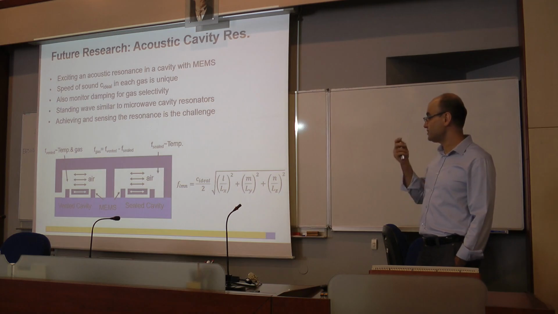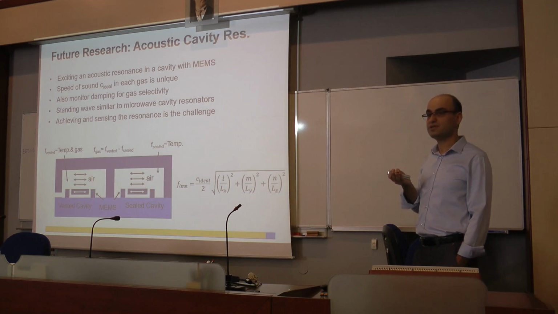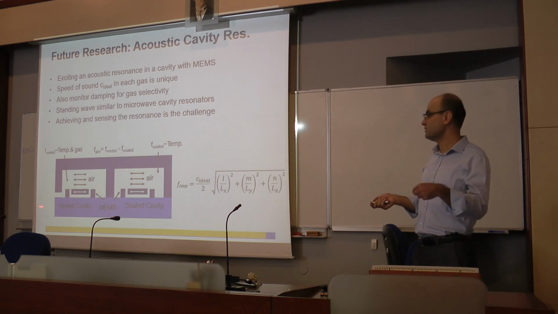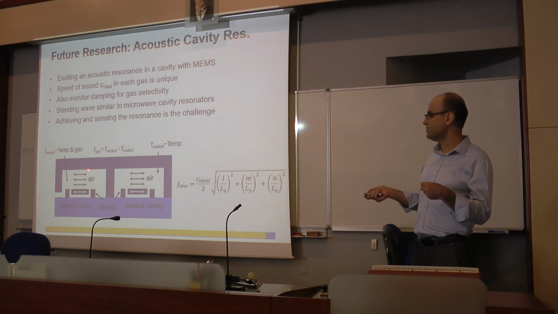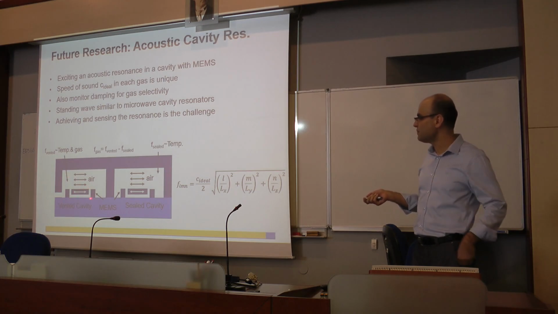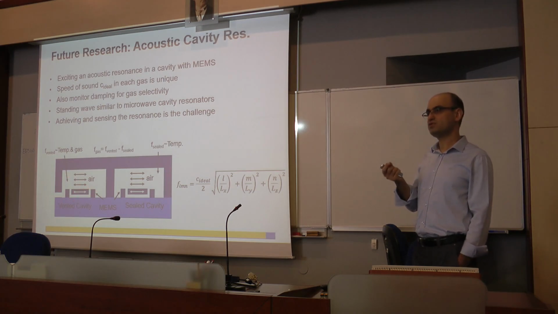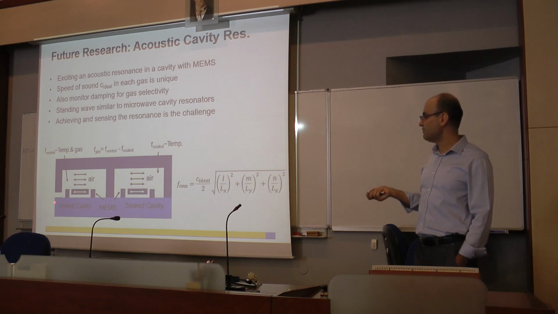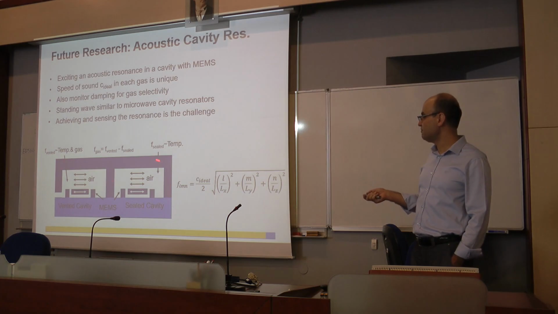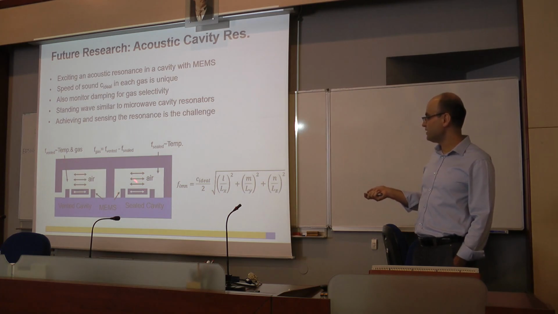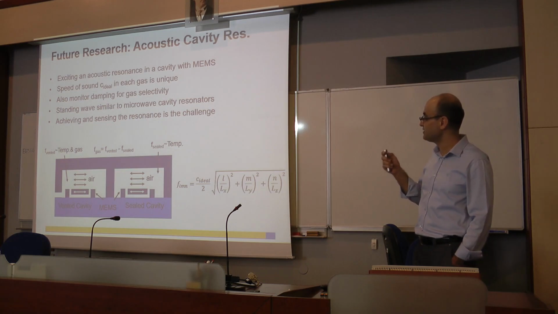What I thought was, if you have a cavity, it has an acoustic resonance, and that acoustic resonance depends on the speed of sound in that gas, and that determines the frequency. If you couple the acoustic resonance in a cavity with a MEMS device, then when the gas composition changes, you can have a gas sensor. In order to solve the temperature problem, you can have two of them running, one sealed and one not sealed, so that temperature cancels.